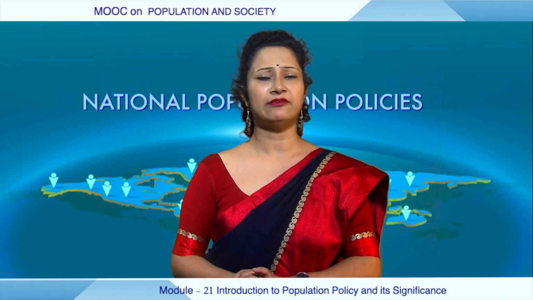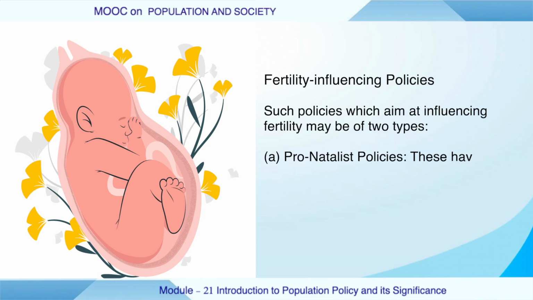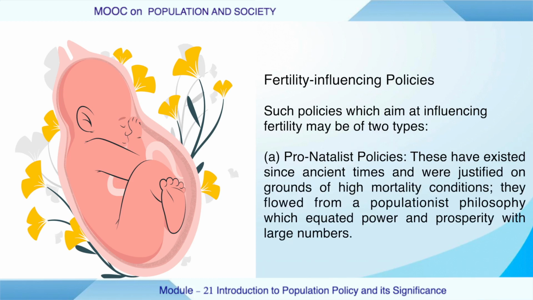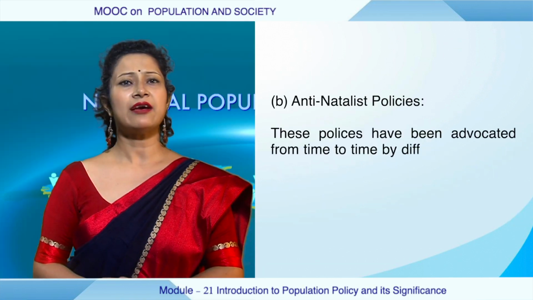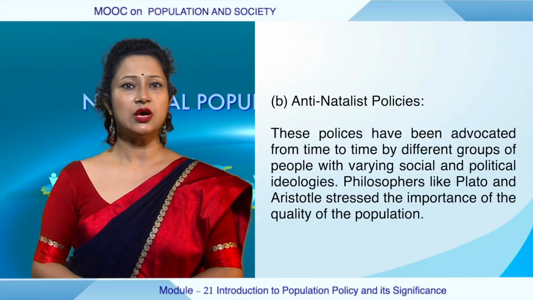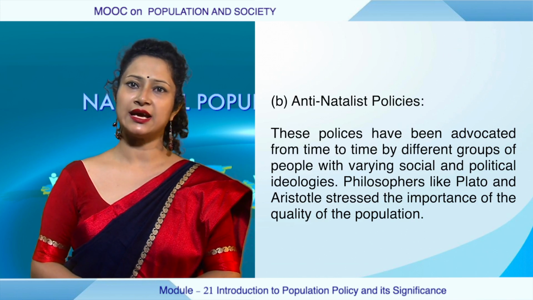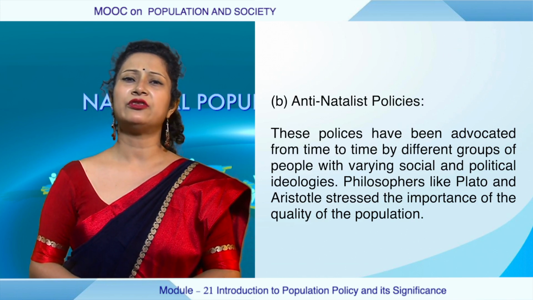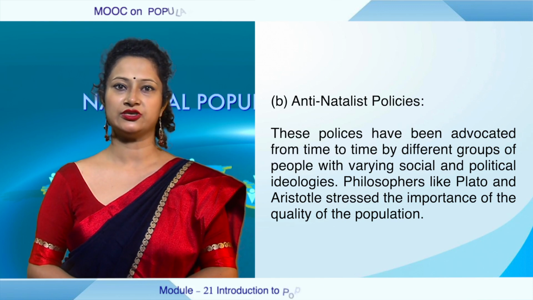We also have the third type, which is fertility influencing policy. Such policies may be of two types: the pro-natalist policies, which have existed since ancient times and were justified on grounds of high mortality conditions, and they flowed from a populationist philosophy which equated power and prosperity with large numbers. We also have the anti-natalist policies, which have been advocated from time to time by different groups of people with varying social and political ideologies.